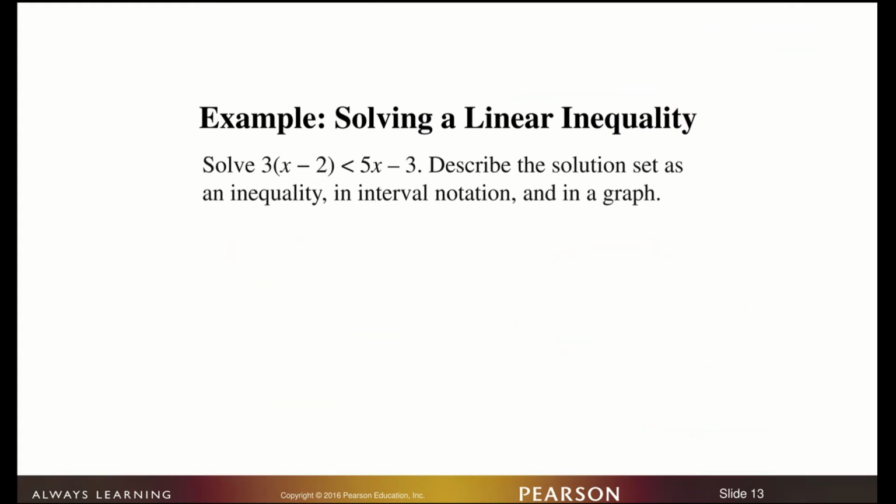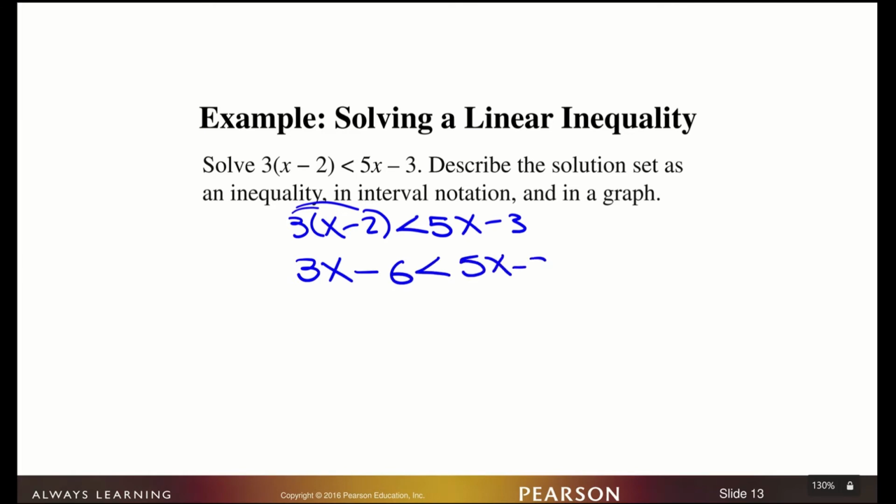All right, so here's another inequality where there is a little bit of something we need to do on one side first before we separate, right? So notice that we can go ahead and distribute that 3 on the left side, right? So we get 3x minus 6 less than 5x minus 3. And of course, we're going through our 3 steps: simplify, separate, solve, right? So notice that we're done simplifying.